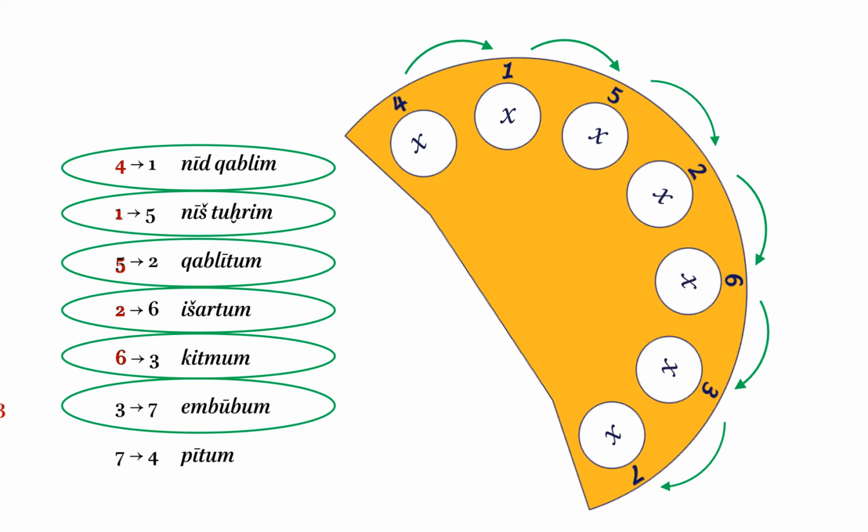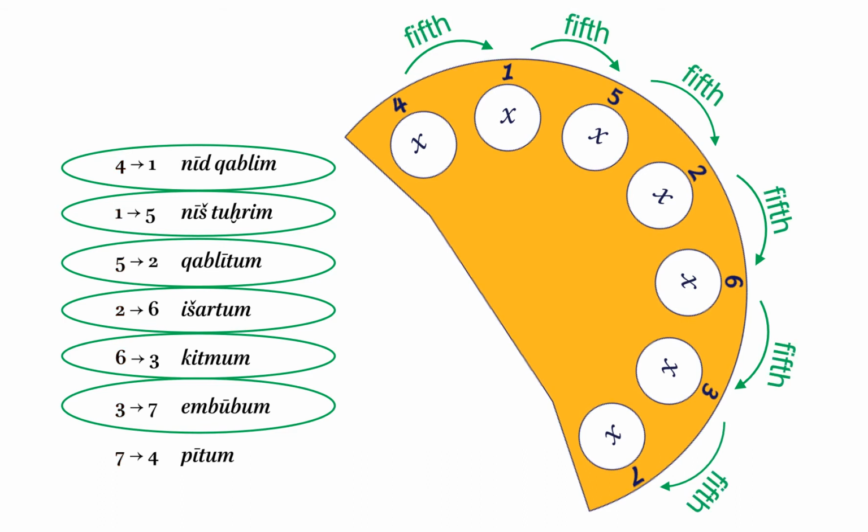Notice the sequence of numbers generated: 4152637. These 6 intervals are all fifths because every note in a clockwise direction on the circle of fifths is the 5th of the note before it. And this is what a fifth sounds like. For example, it's the interval between the 1st and 5th notes of the major scale.